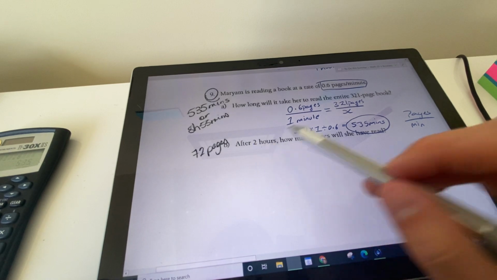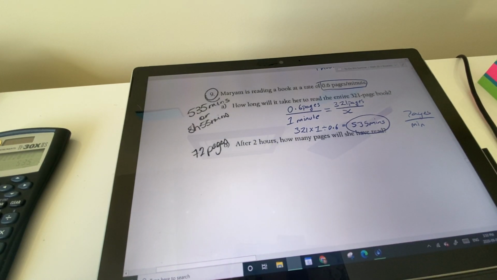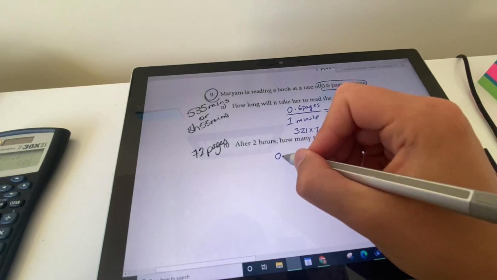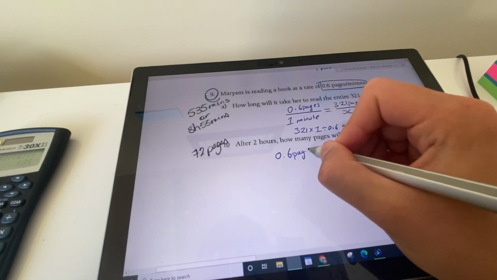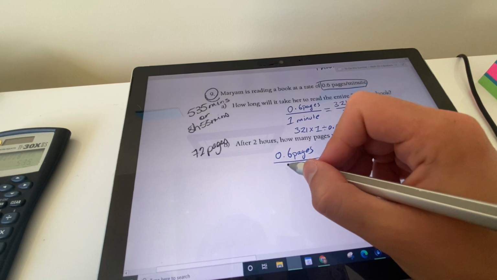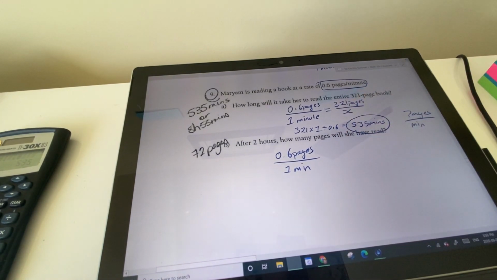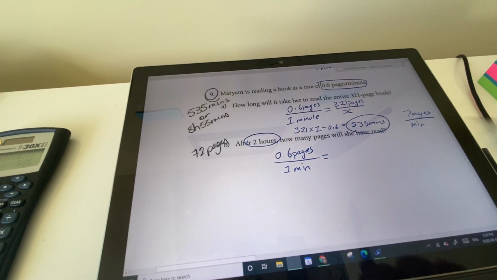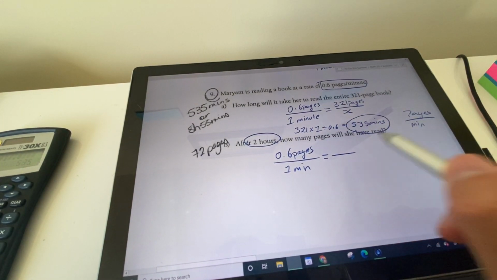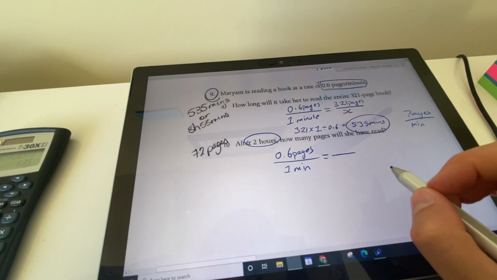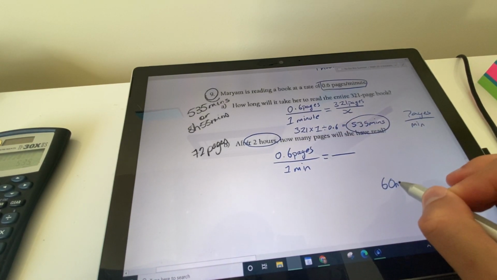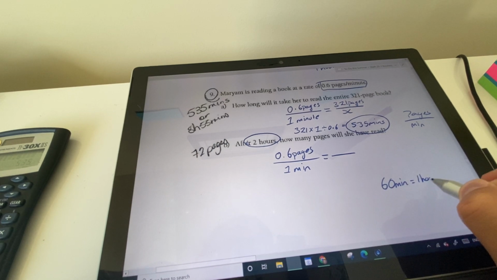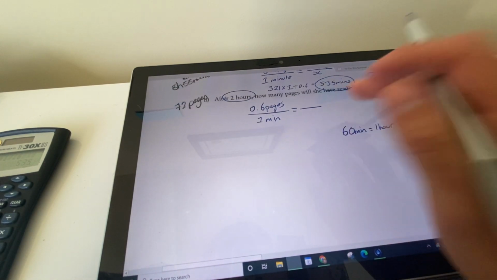This next section, it says, after 2 hours, how many pages will she have read? Remember, we still have this rate per 1 minute. So 0.6 pages per 1 minute. But the time she is reading in is in hours. So we need to convert this into minutes in order to use cross multiplication here. So that won't be super hard because we know that there's 60 minutes in 1 hour. Well, there is another ratio we can use, right?